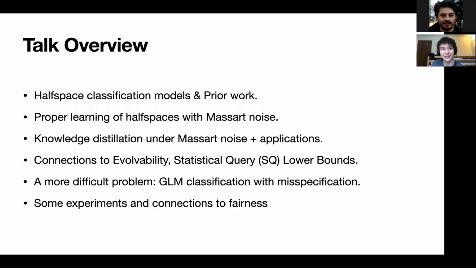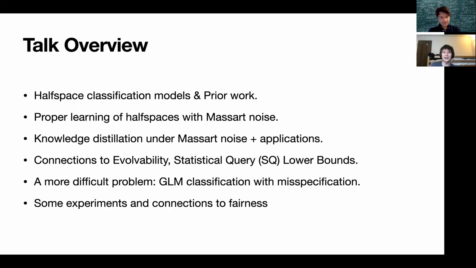Next slide. So this talk is basically going to have 6 parts. The good news is that the first few parts are longer than the last few. So if it feels like this talk is never going to end, it will end. First, I'm going to talk just about background, like what are all these models for half-space classification, including Massart noise.